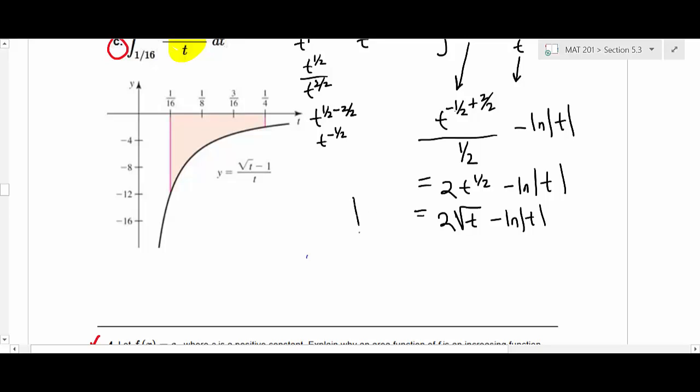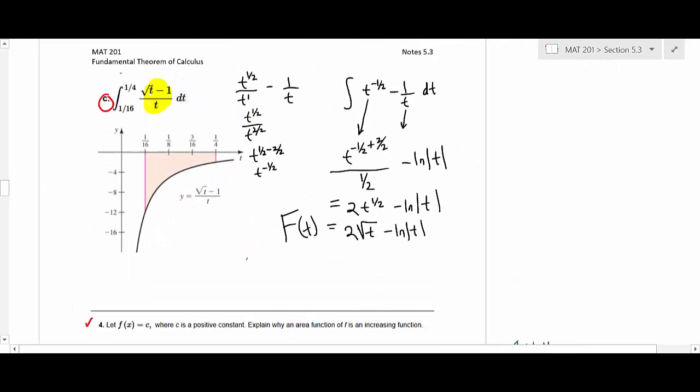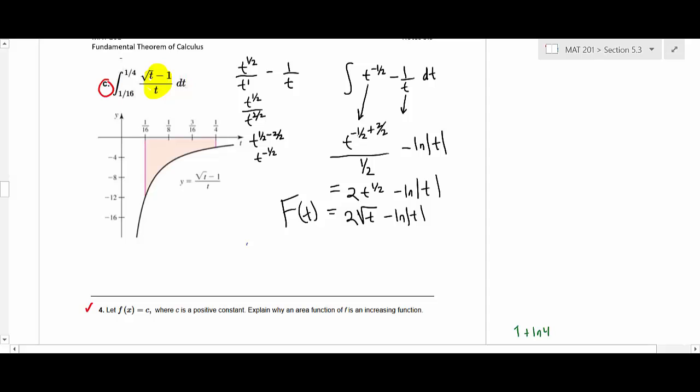That's what capital F of t is. That's going to be the function that's going to allow us to find our area. So what I did there is something that you did like in section 4.9. You did some of that on your test, right? Now what we're going to do is we basically take this antiderivative and evaluate it from 1/16 to 1/4, and we're going to find that area under the curve.